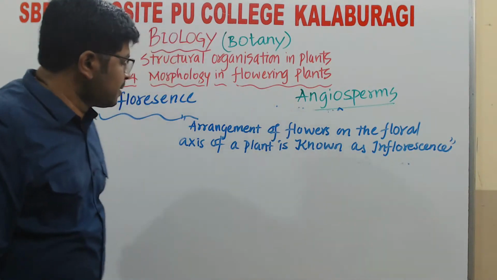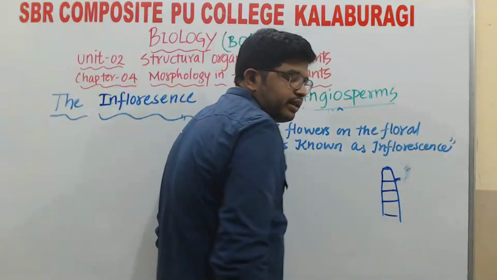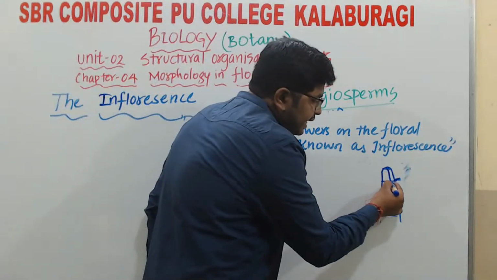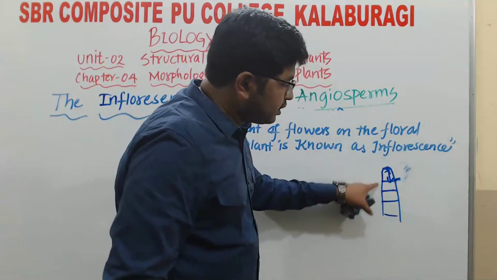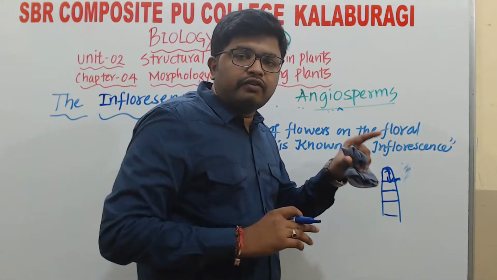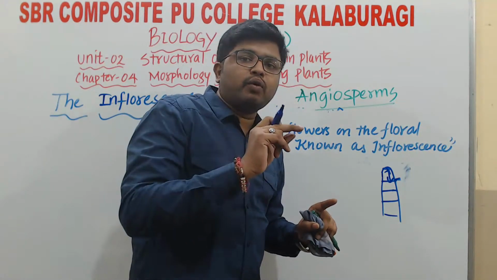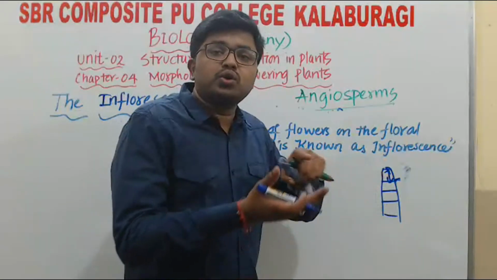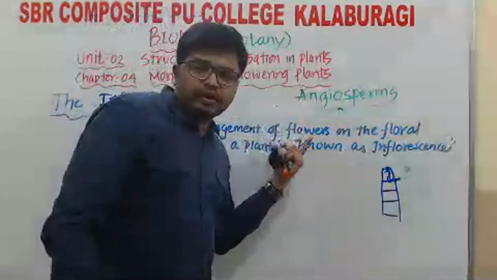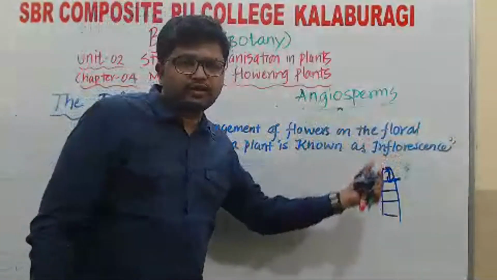Now, as I explained, the shoot changes into a flower, and the stem condenses. The axis of the shoot condenses, and the internodes do not elongate. Normally the axis grows and elongates, but here the internodes do not elongate. They compact. What is the inflorescence? It is the arrangement of the flowers on the floral axis of a plant.